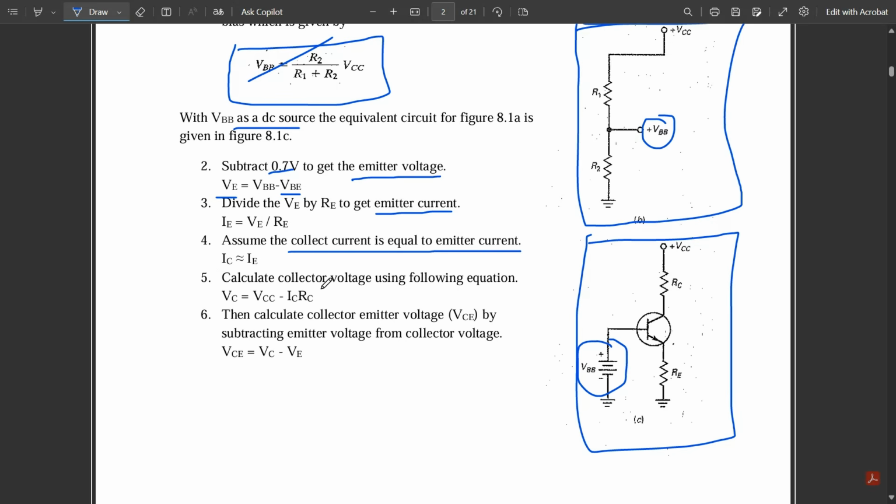Next step is calculate the collector voltage by using the following equation. That is VC is equal to VCC minus ICRC. Okay. So using this equation, you could be calculating the collector voltage VC. Then the last step is calculate the collector emitter voltage VCE, by subtracting the emitter voltage from the collector voltage. That is VCE is given by this formula, that is VC minus VE. So whatever the collector voltage you get here, you should be subtracting it with the emitter voltage. So VC minus VE, if you do, you would be getting the value of VCE.